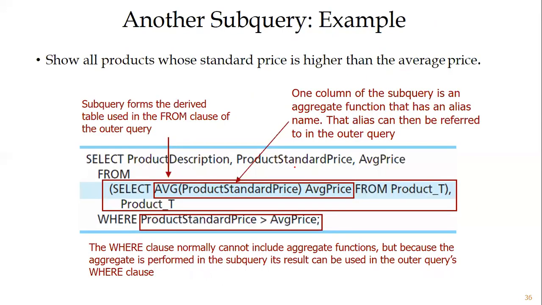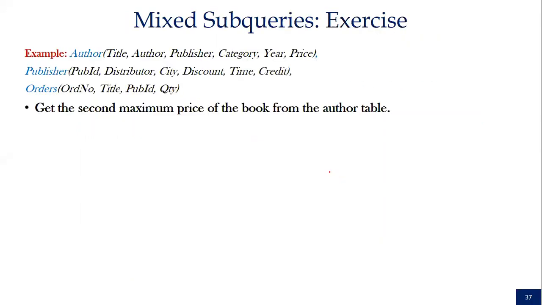Now this is another example where we are not utilizing any select operator. We can utilize the alias name used in the inner query in the outer query. You can see in the inner query, the average product standard price, we have aliased it as average price. This average price is utilized by the outer query for comparison purposes or other purposes. Here we are utilizing average price in comparison as well as in selection in the outer query. This is another example of a mixed query.